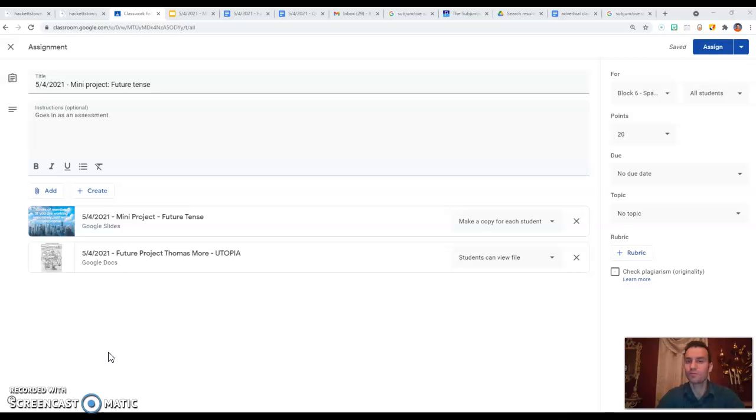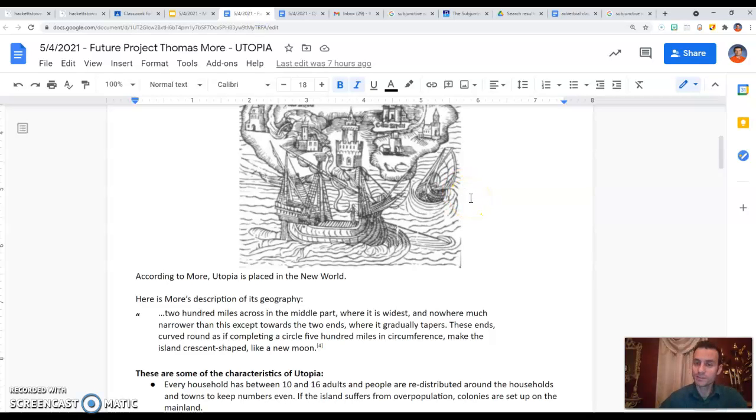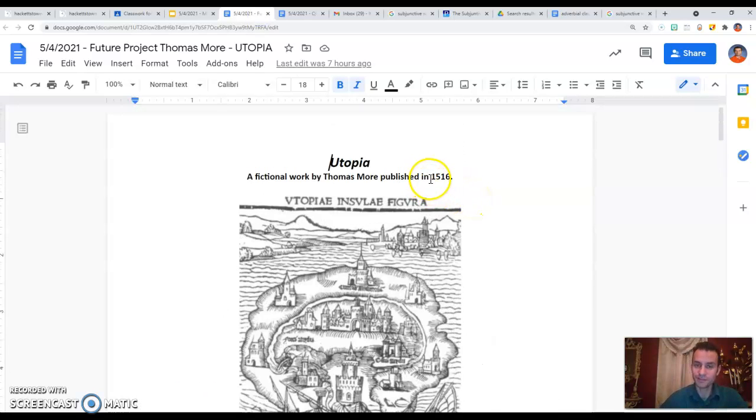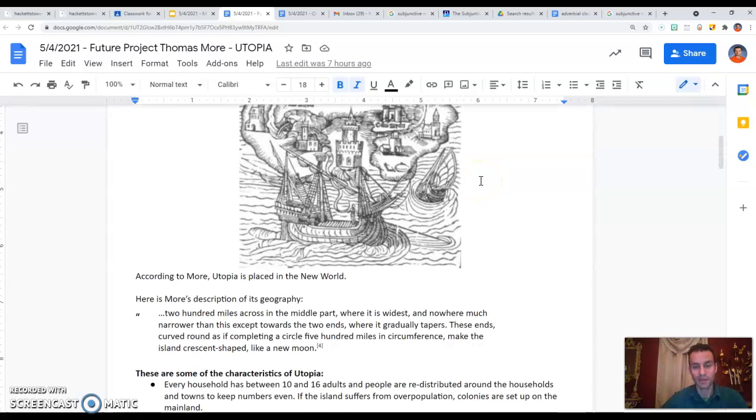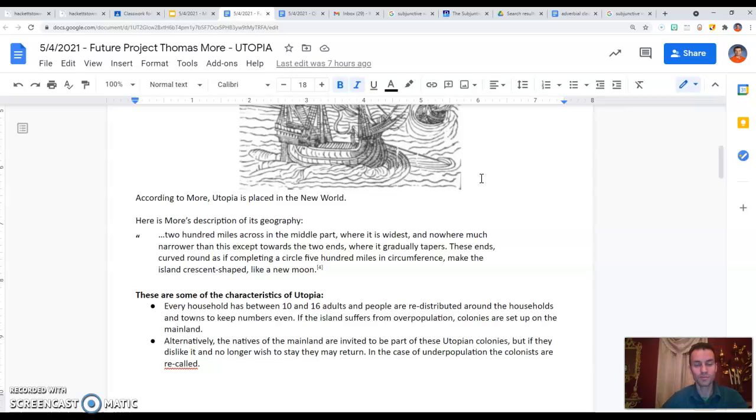So today, you're going to do a little project for me. And the project consists of talking about what a future utopia city will look like. Now, there was a book published in 1516 by Thomas More called Utopia. And in Utopia, Thomas More talked about this ideal city where everything will be perfect.